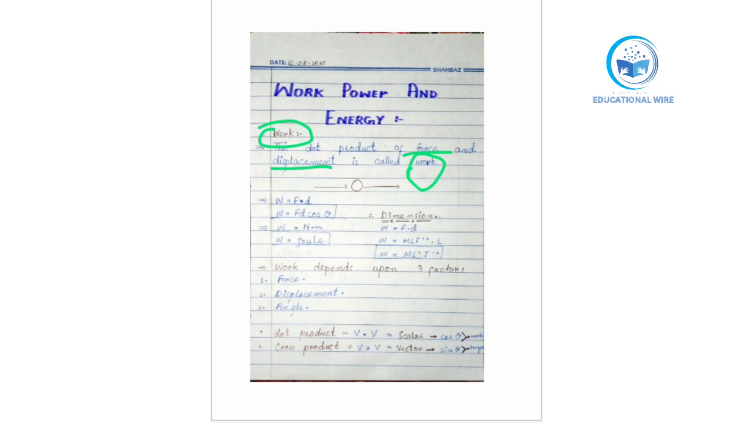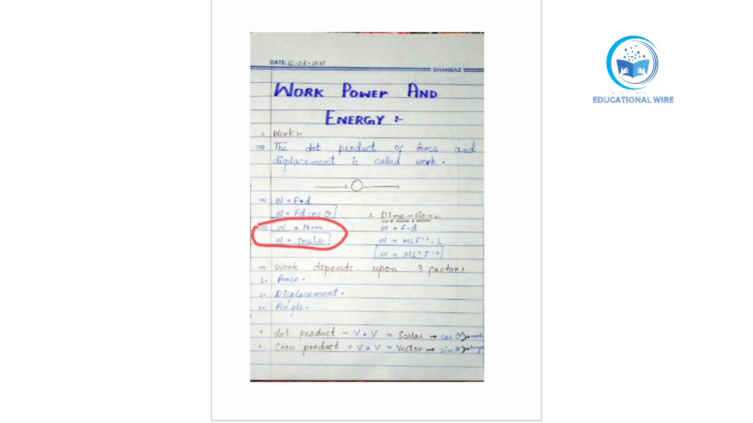After that, as we all know, work is equal to force into displacement. When we remove this dot, we have cos theta. So we can say that work is equal to Fd cos theta. After that, we have taken out the SI unit of work.